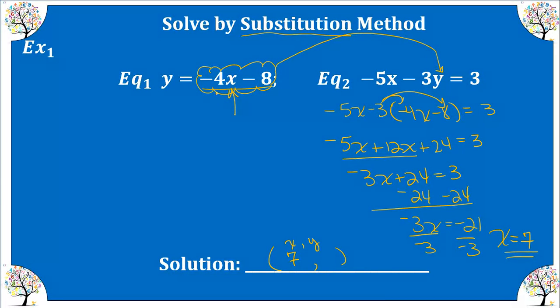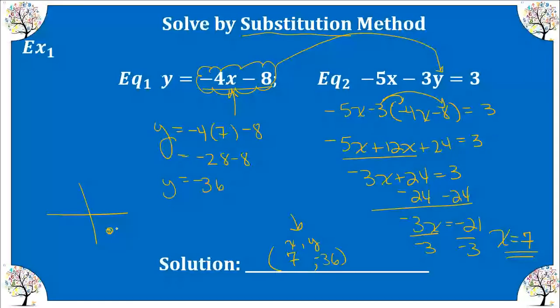I always like to do the one where the variable is isolated. So we're going to find out what y is. Y is negative 4 times the value of x minus 8. We're going to multiply and get negative 28 minus 8, and our y value is going to be negative 36. So these two lines on the coordinate plane cross at 7, negative 36. That would be in quadrant 4, positive, negative. So somewhere here in quadrant 4, they would intersect.